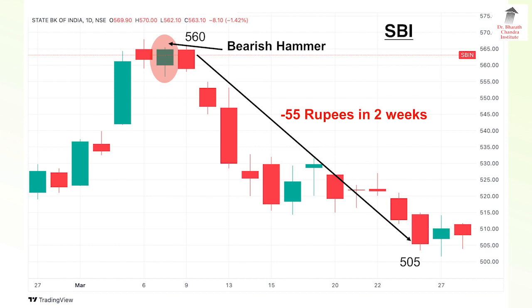At the time of the example, the graph was showing 560 for SBI. It came down to 505, 55 rupees lost in 2 weeks.